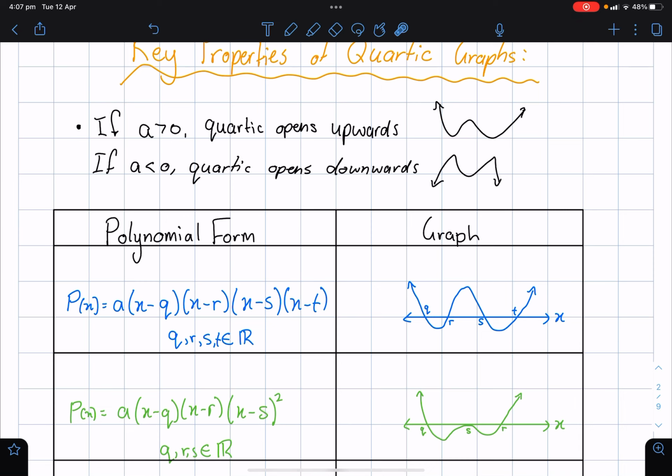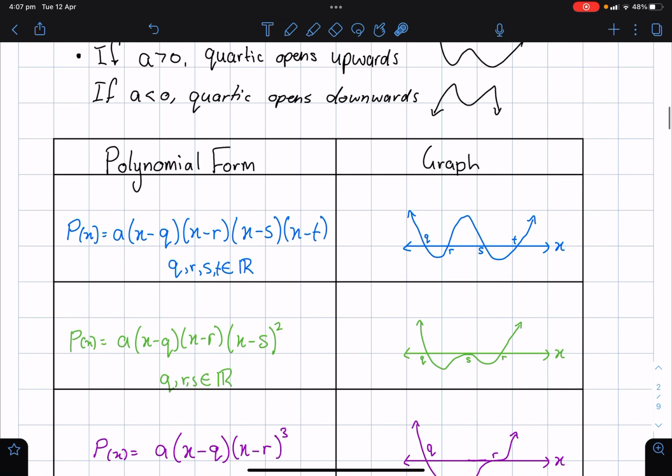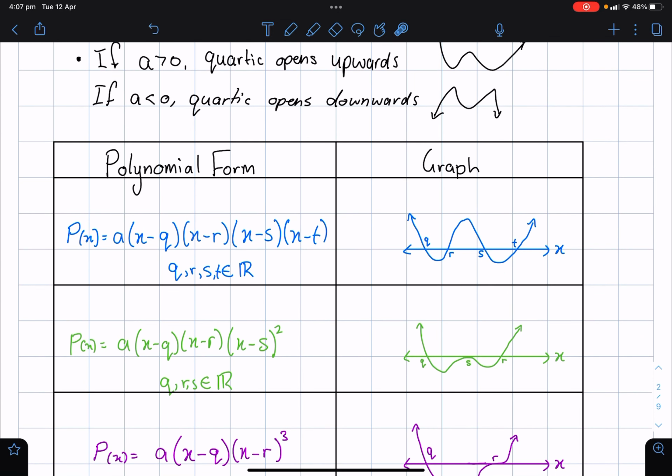The next type we can have, so the next form, are 2 linear factors multiplied by a repeated or a squared factor, okay? Just like in cubics, if we have a squared factor, then our graph or our function will actually touch the x-axis at that point. So we still get it cutting through Q and R, then we get it touching at S. Okay, so if you see our graph touching or if you see a squared factor, we know that those 2 are together.